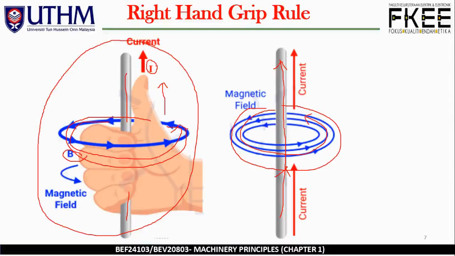That reacts to the direction of the current. So if the direction is downward, for example, of course it will give a different direction of magnetic field, according to the right hand grip rule.